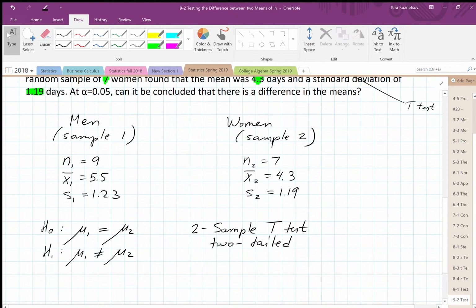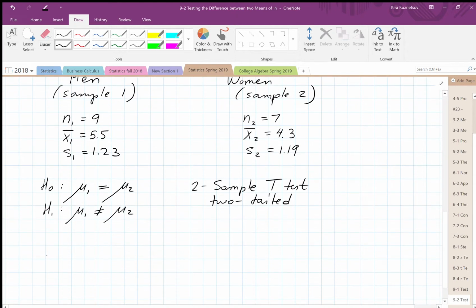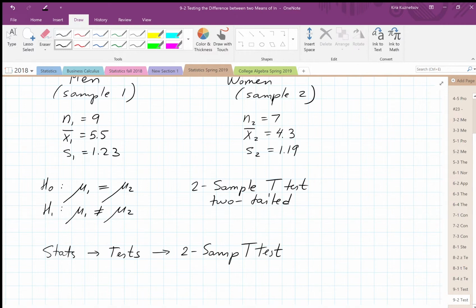Under stats, go over to tests. What you need now is number 4, which is a two-sample t-test. Again, you have a choice between data or stats. We are given statistics in this one, so I'm going to choose statistics.